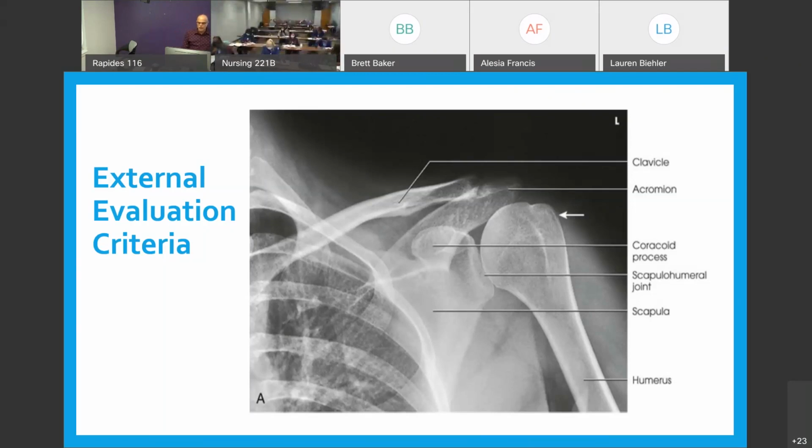This is an external evaluation. What is the arrow pointing to?